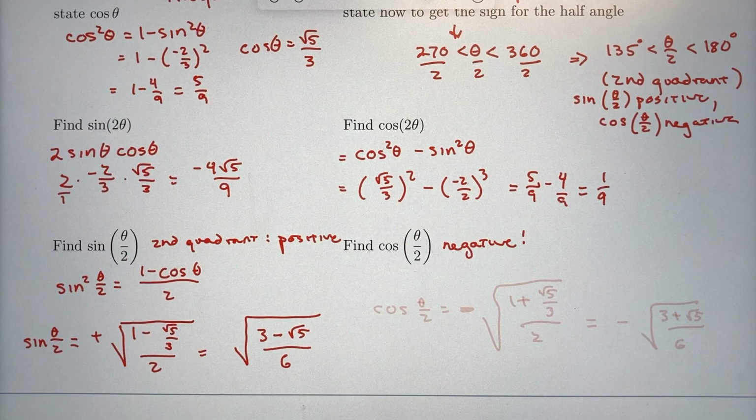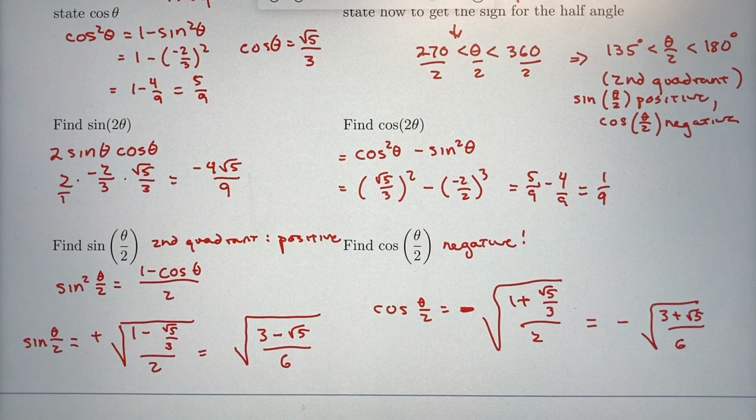Cosine of theta over 2 is the same thing except with a plus sign underneath and negative outside. Because it's second quadrant. Okay, well, there you go. Square roots of square roots.